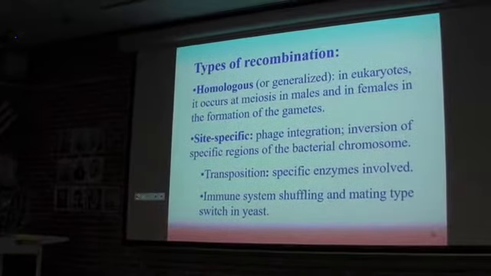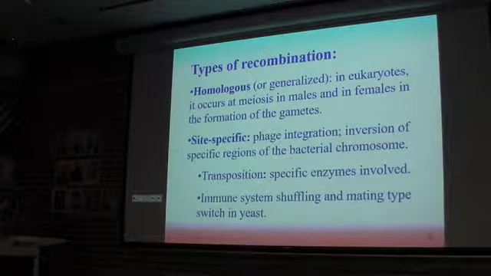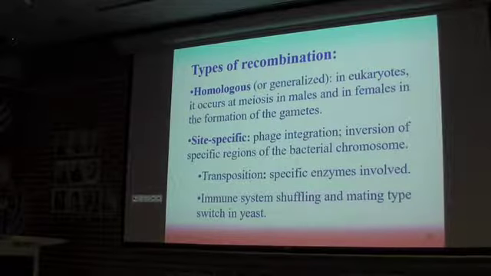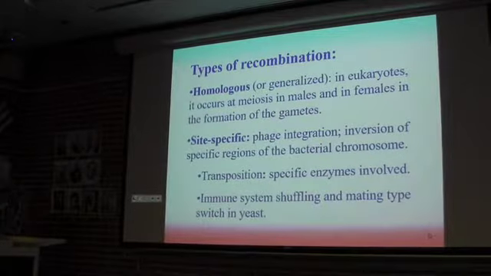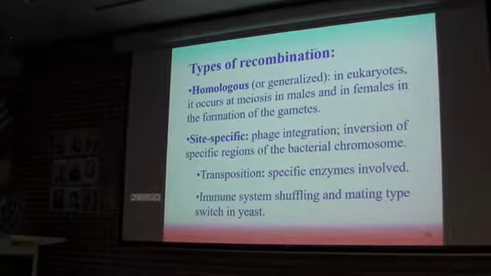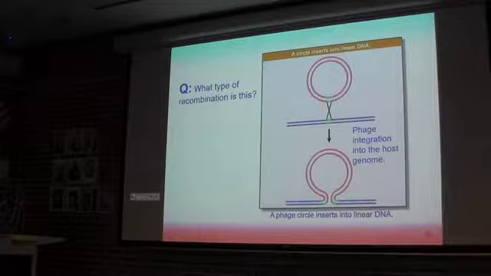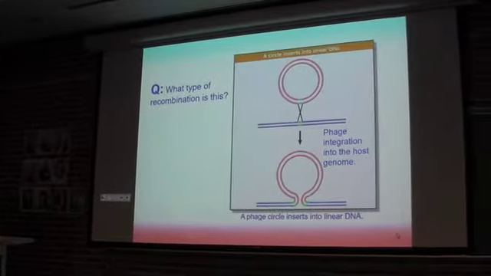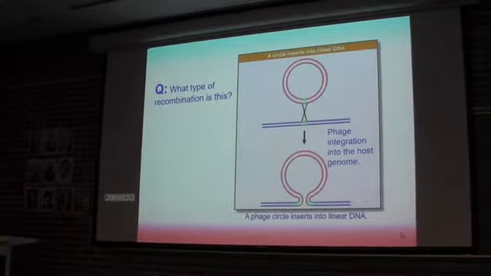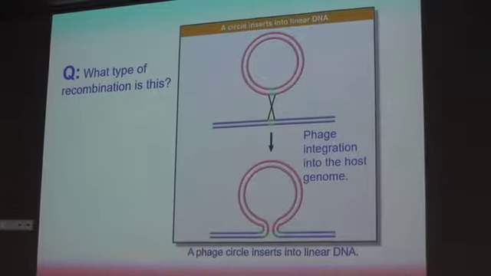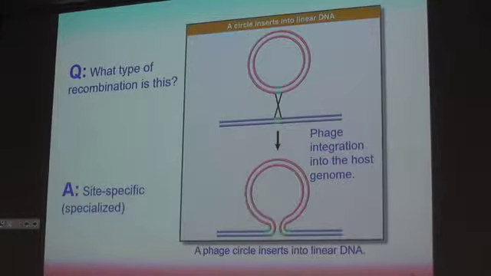So homologous, general, which is another name for homologous, depends on complementary sequences, the same sequences. You have to have at least 50 or so before it will work, but it'll work any place, and then site-specific. What kind of recombination is this? This, of course, is phage lambda, and it goes in at a particular site, so that phage, in this case, would have a site-specific.